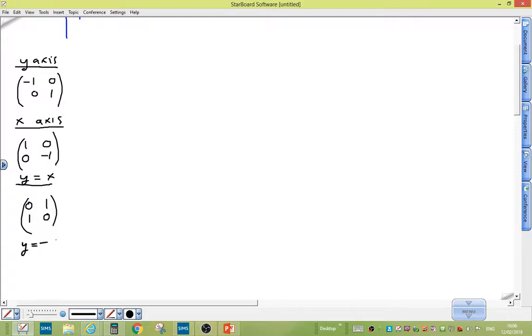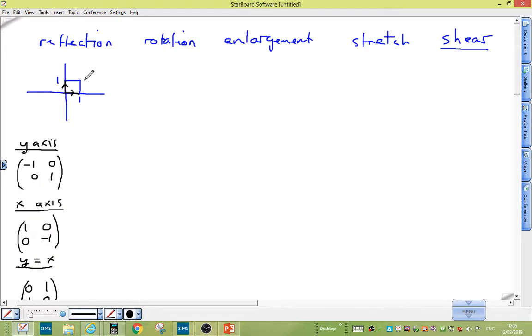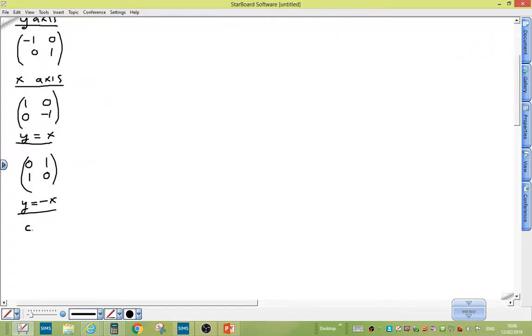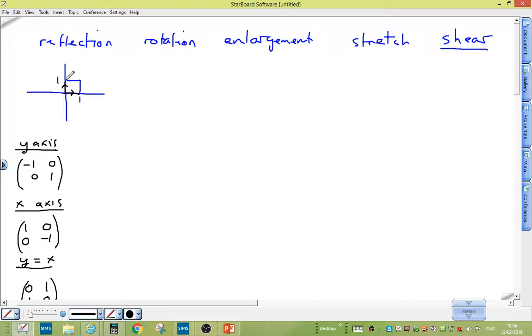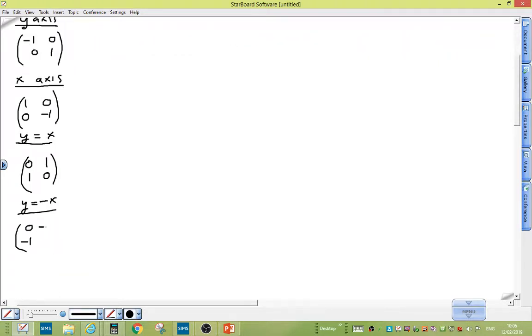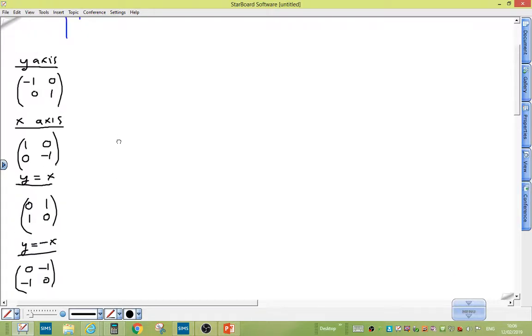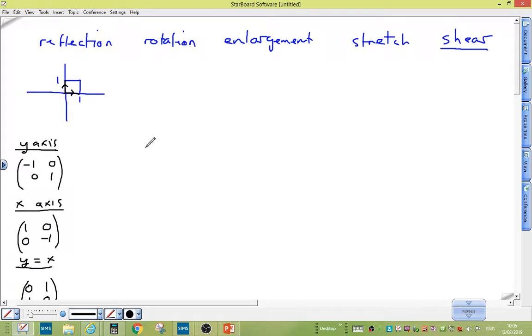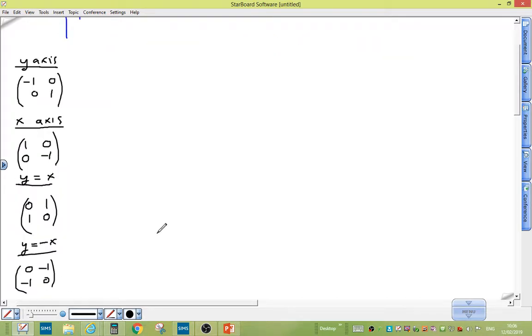So y equals -x. Well, where will these end up? Always do your x first. If -x is going to come down here, so that is 0, -1. And this is going to come down here, which is going to be -1, 0. Everyone happy with that? Right, so these are the basics that you need to just be able to spot.